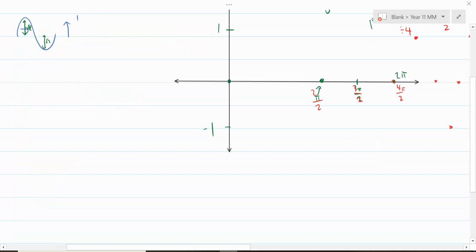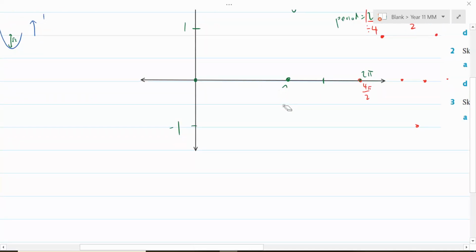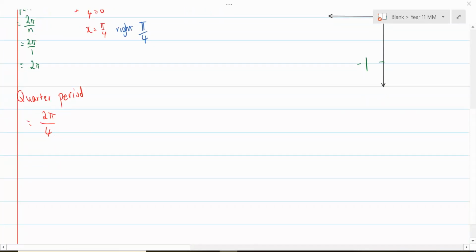Okay. So we're going to find the quarter cycle. We know the quarter cycle is 2 pi divided by 4. So let's try this out now. Let's try to sketch this. 2 pi over 4, if you simplify this, becomes pi over 2. So I know the quarter period is pi on 2.